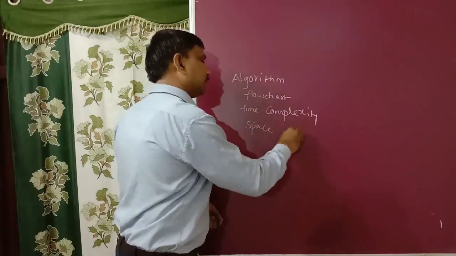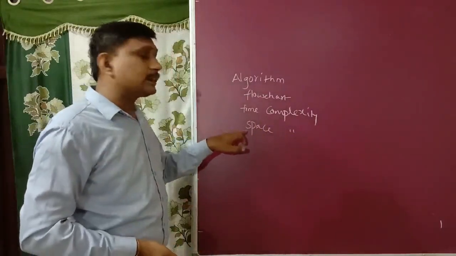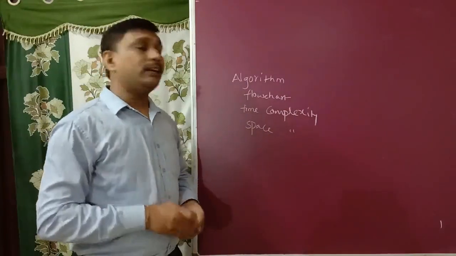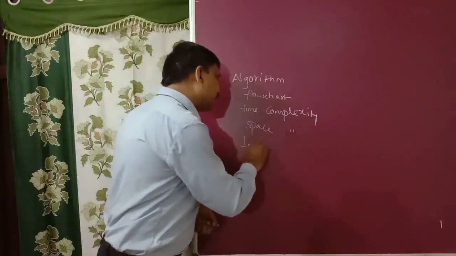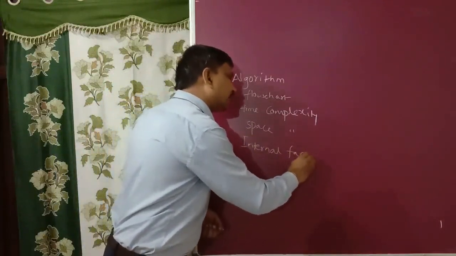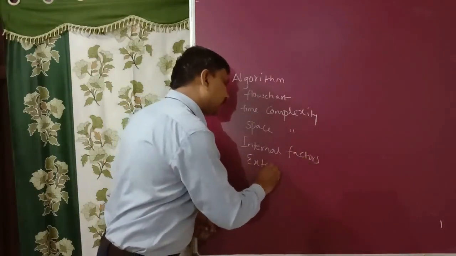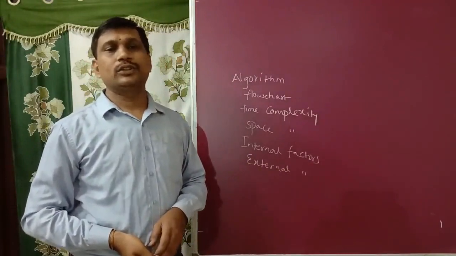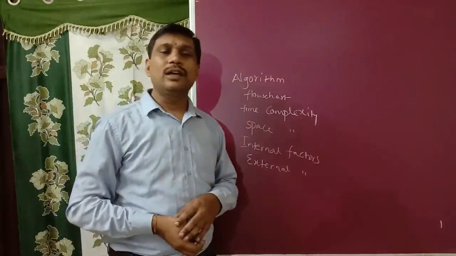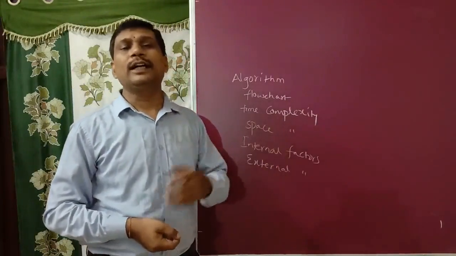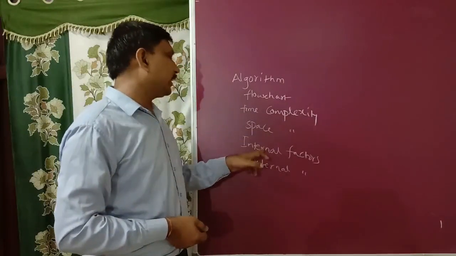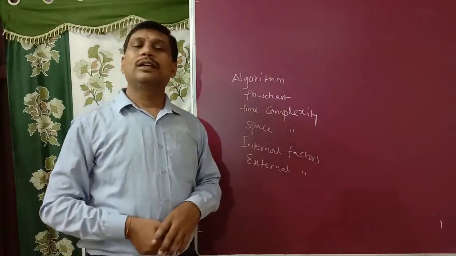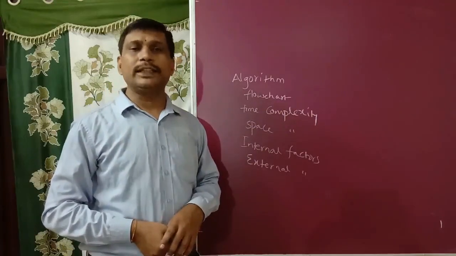So what is meant by time complexity and space complexity, and what are the internal factors and external factors that affect the algorithm's performance or efficiency. How to measure the performance or efficiency of the algorithm based on these two criteria, time complexity and space complexity. In this chapter we will only focus on the computational complexity of time complexity.